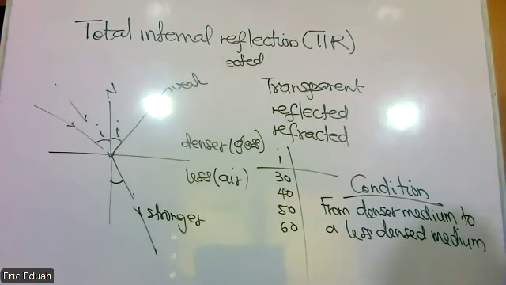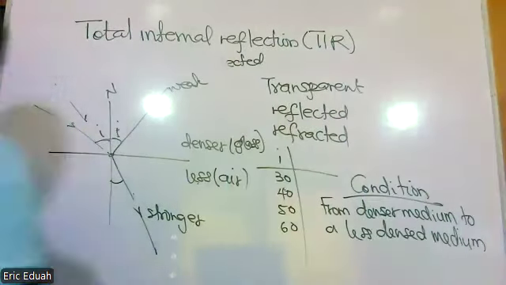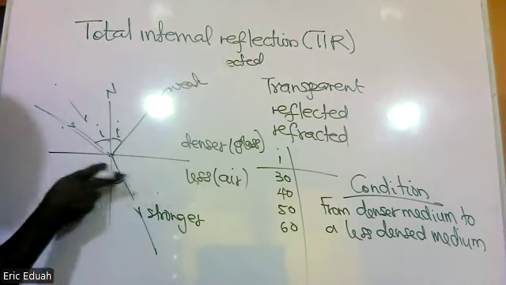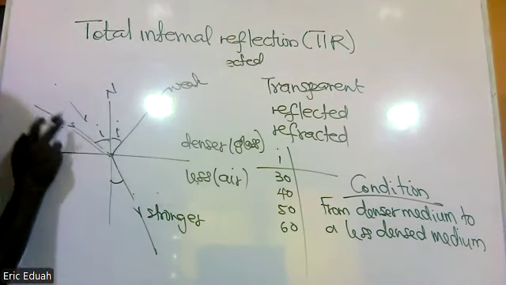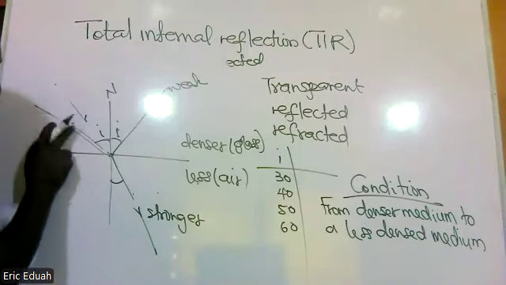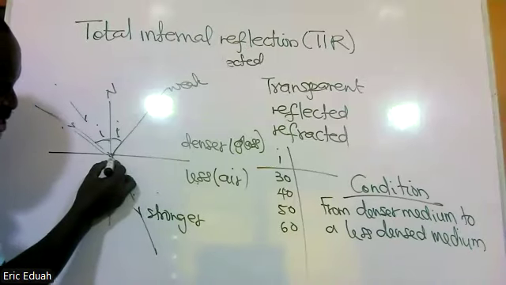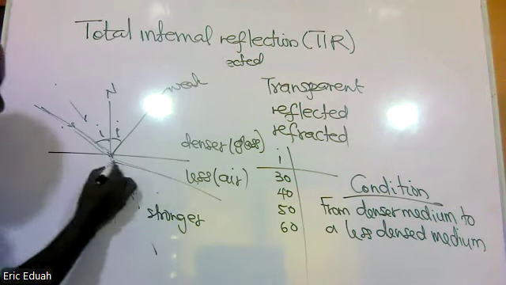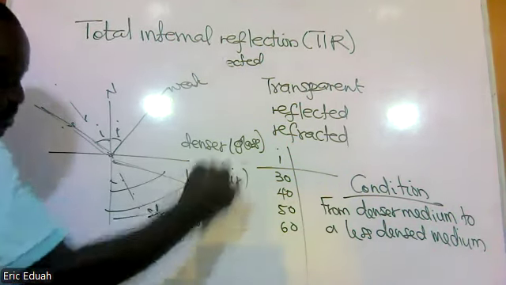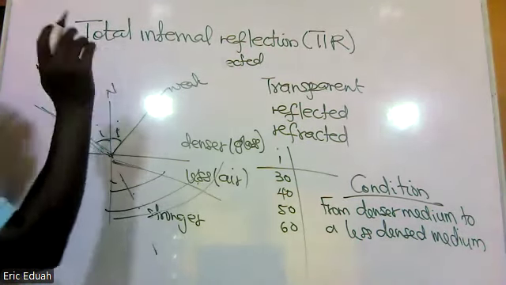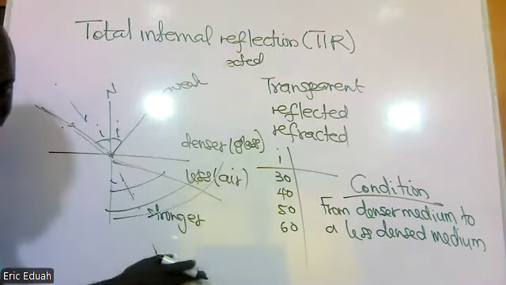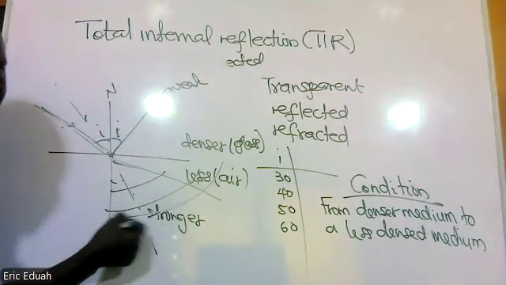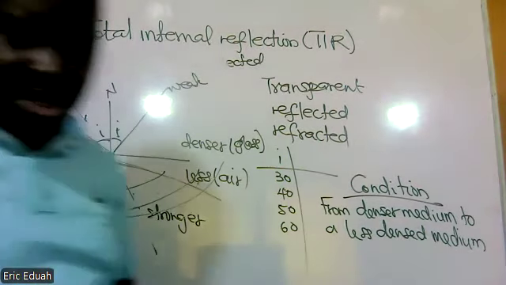It would also increase. The reason is that, you see, the light is from glass to air. And anytime light is moving from a denser medium to a less dense medium, it would always deviate away from the normal. So once you increase this, it will further deviate away from the normal because the light is from a dense medium to a less dense medium. In this case, from glass to air or water to air. So the angle of refraction would also increase.